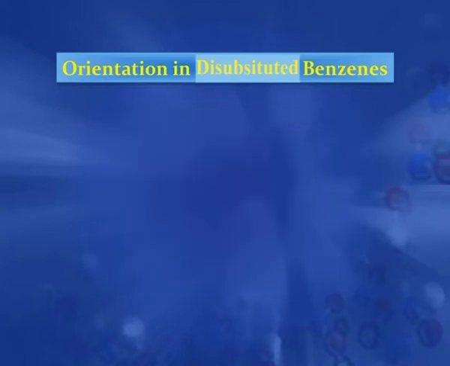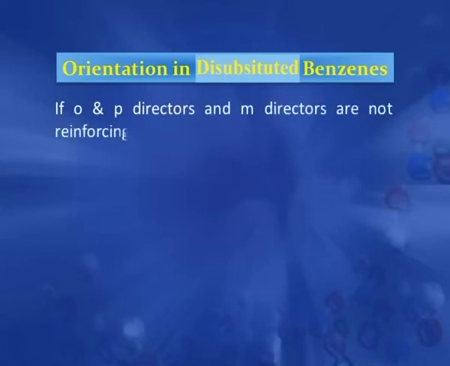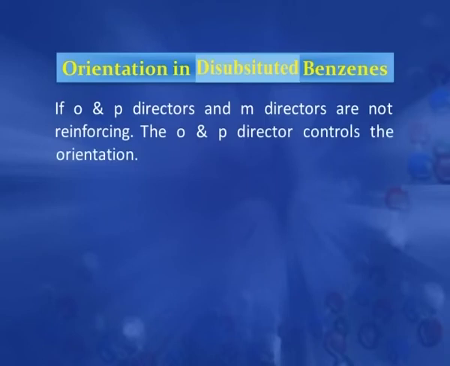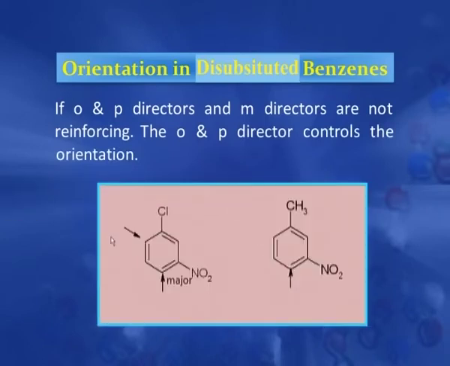Now, second case: if the ortho and para directors and meta directors are not reinforcing, meaning both are not indicating the same position, then the ortho and para directors control the orientation. Now, see the example.